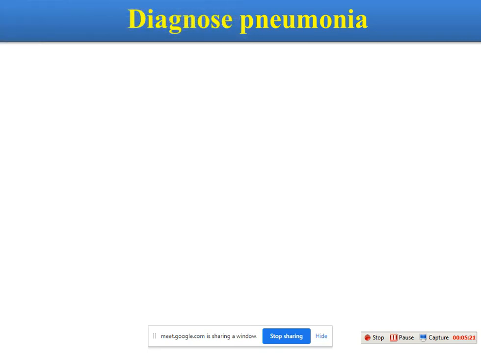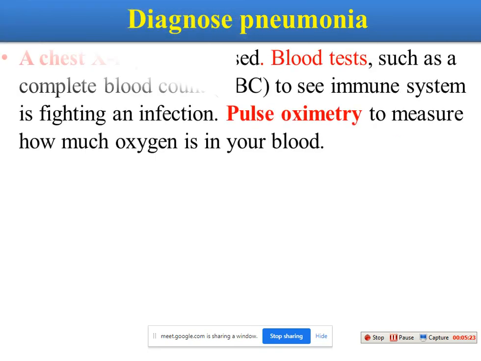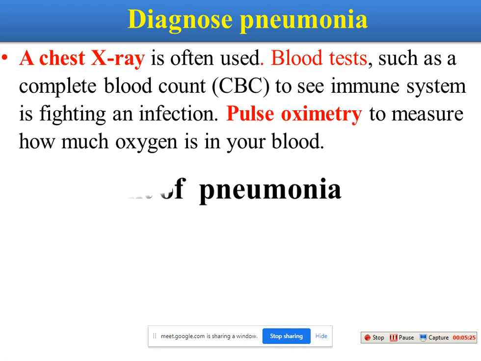And also we speak about how to diagnose pneumonia by chest x-ray or blood test for white blood cells or red blood cells. Also we can check our pulse by oximeter. We check the pulse as well as the oxygen pressure in the blood. It is a very important measurement to evaluate the oxygen partial pressure in the body.